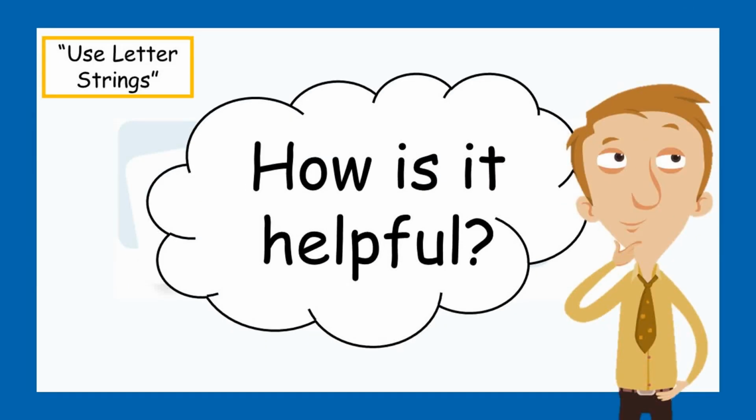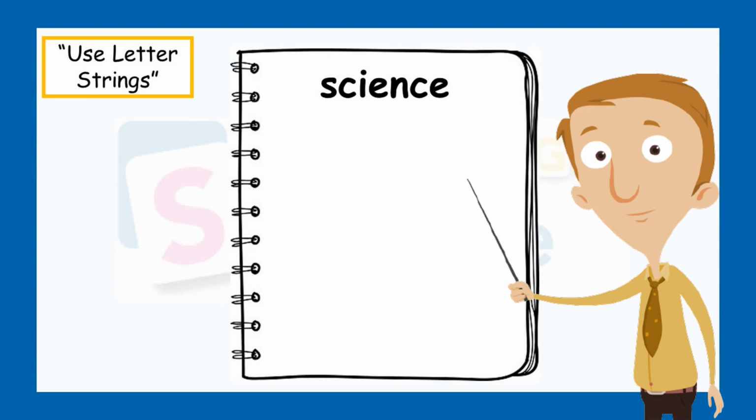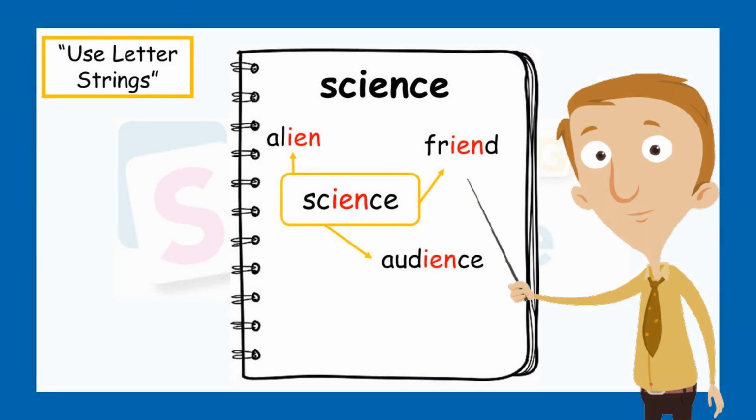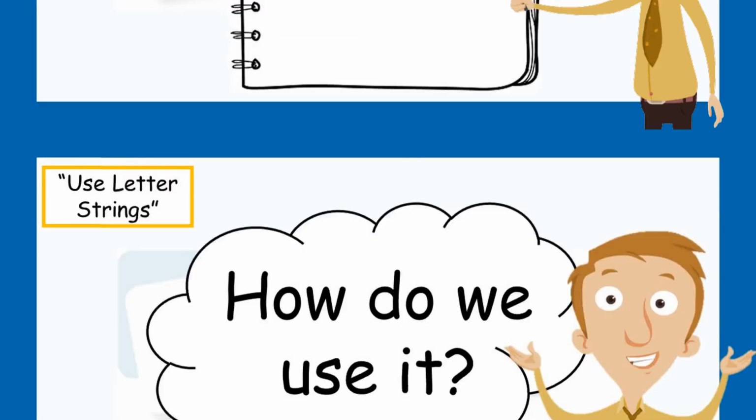But how is this going to help me spell new words? Well, the great thing about letter strings is that they pop up again and again in lots of spelling words. That means once you recognize a letter string in one word, it's nearly guaranteed that you'll already know how to spell some other words with the same letter string. Take a look at this letter string in the spelling word science. I already know how to spell some other words that have the same letter string in it. Now, I can link the new word science and its IEN letter string to words I already know how to spell, like alien.